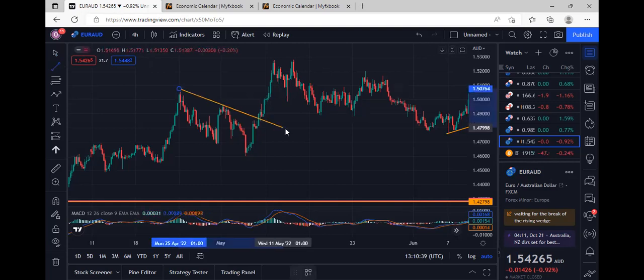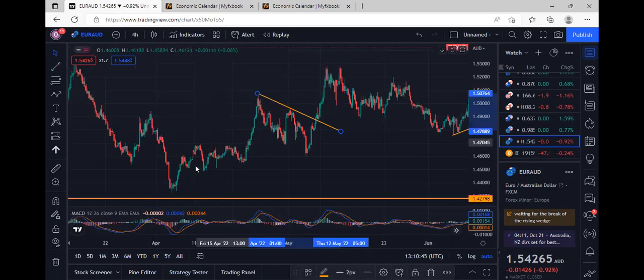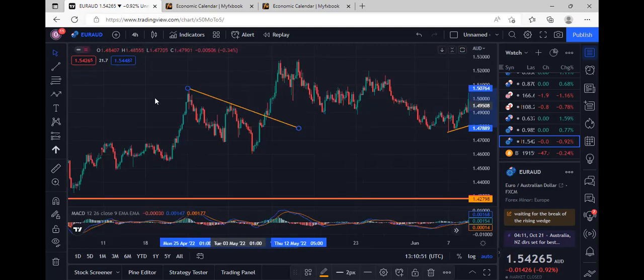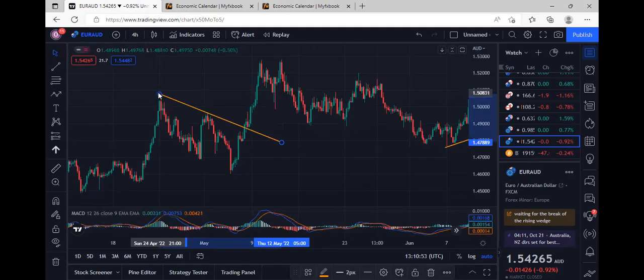Okay, this is what we call a pullback. To call a pullback on an uptrend, the market was trending up, at this pullback, then the market continues going where it was going. So the market continues. That is a pullback. The market continues going to where it is going.